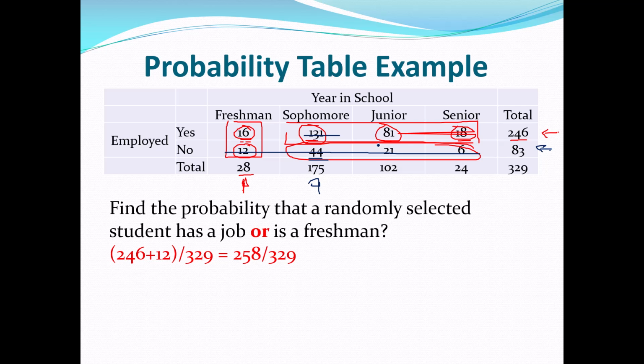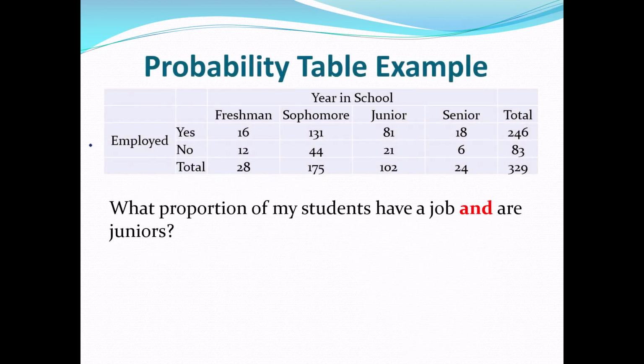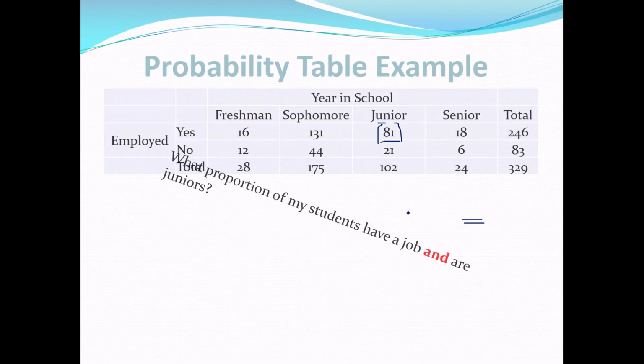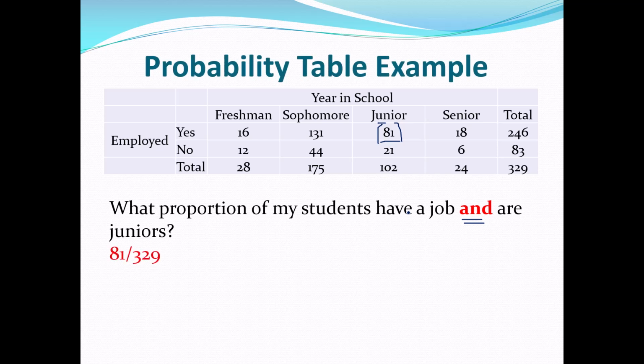Those are the OR probabilities. ORs tend to be a little bit more thought-provoking. Let's take a look at an AND problem. What proportion of my students have a job and are juniors? In order to be in the OR, you need one or the other or both. To be considered part of the AND event, you need both categories. So they need to be yeses, that's have a job, and juniors. Well, there's just these 81 right here. 81 out of 329.